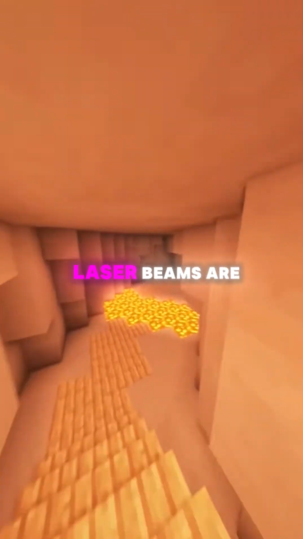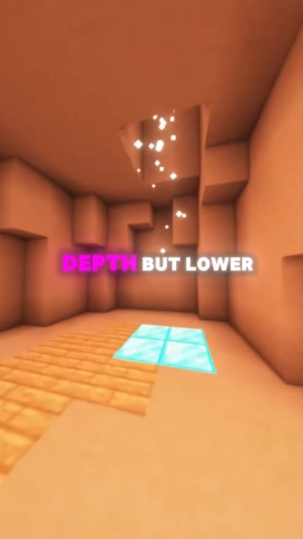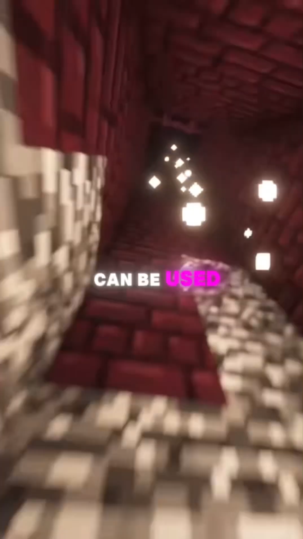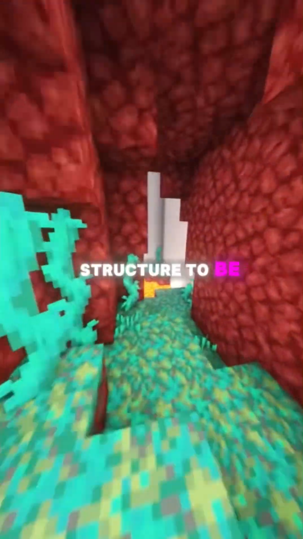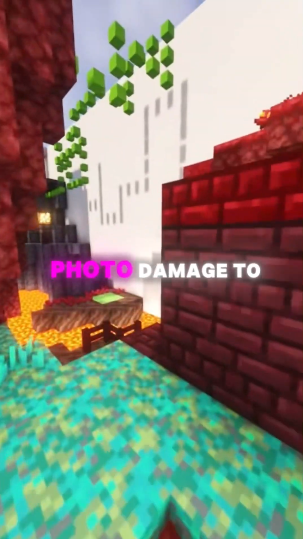High resolution as laser beams are focused at specific depth but lower than TEMs. Can be used on thick or 3D specimens, allowing external 3D structure to be observed. Slow process, a long time to produce an image. Laser can cause photo damage to cells.